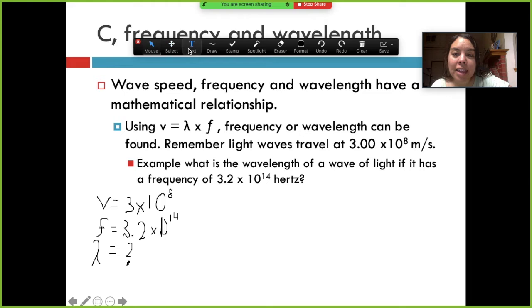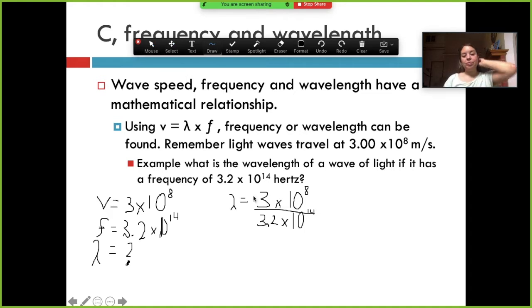So we said that wavelength is equal to wave speed divided by frequency, and frequency is going to be 3.2 times 10 to the 14. Okay, now this whole thing looks like a very scary number to me. Honestly, that is just ridiculous. I cannot do it. Oh my god, so scary.